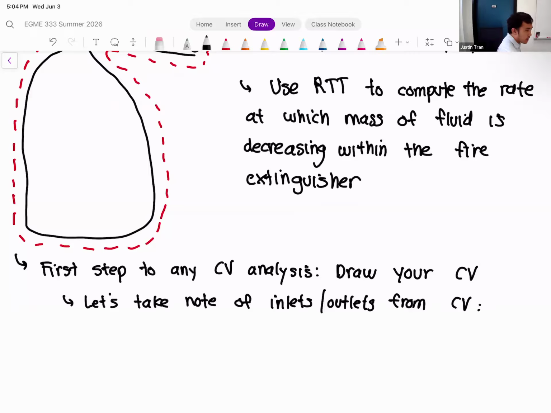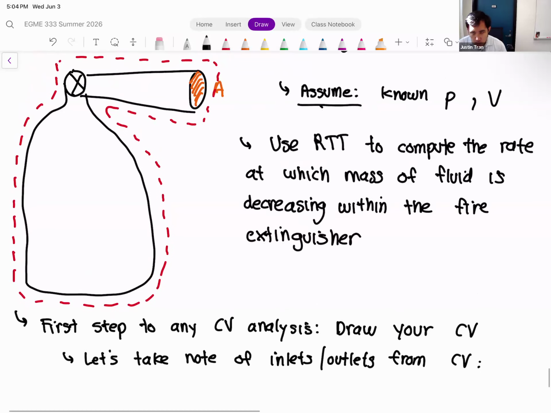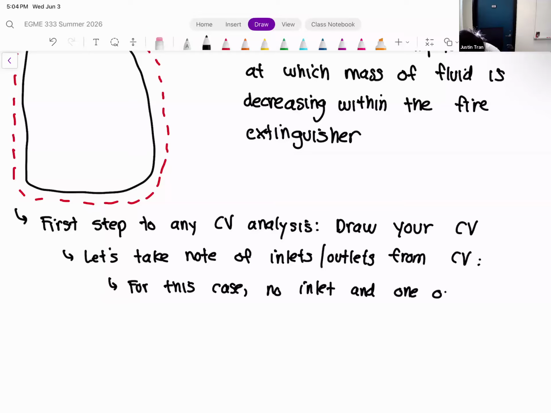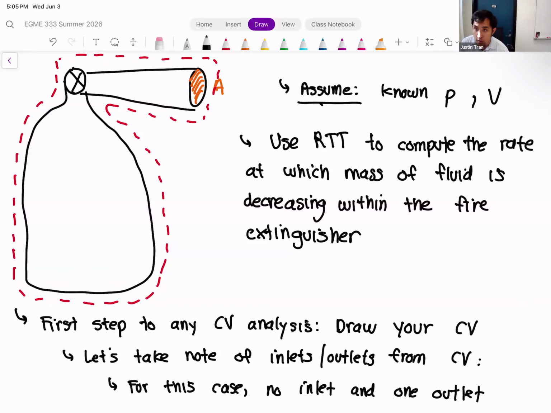The inlets and outlets are very important to identify because that's where a lot of the action, a lot of the terms in Reynolds transport theorem will take place. Now, for this fire extinguisher, we're not refilling the fire extinguisher; we're only expelling it. And so in this case, we have no inlet. We're not putting fluid back into the fire extinguisher here, and we only have one outlet, the outlet of course being the nozzle of the fire extinguisher.